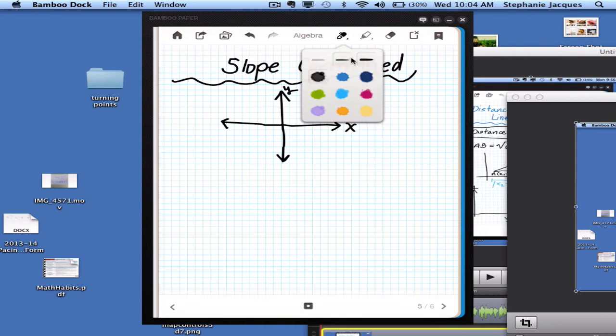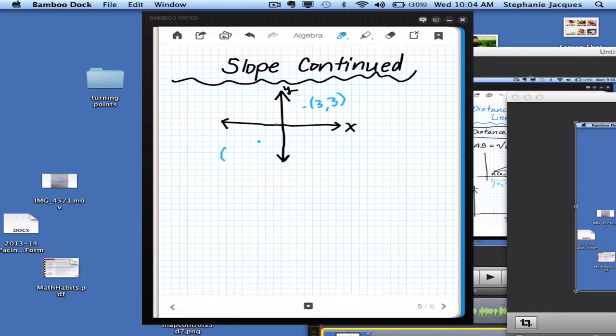I'm going to change the color of my pen just so you can see it well. I'm going to put a dot right there, which is over 3 on the x-axis and up 3 on the y-axis. And then I'm going to put another dot right here. Same thing: over 1, 2, 3, negative 3, and down 3. I'm going to connect my points like that.